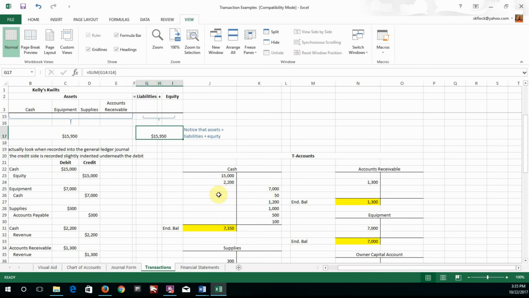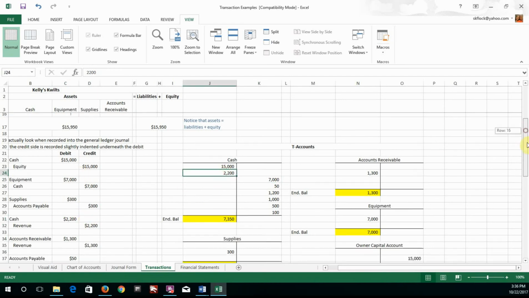The left side of the T is for debit entries. The right side of the T is for credit entries. So if I go and I find all of the entries to my cash, so we can see them here, I'm going to post them. Here is a debit to my cash for $15,000. Here's a credit to my cash for $7,000. Here's another debit to my cash for $2,200, and so on.